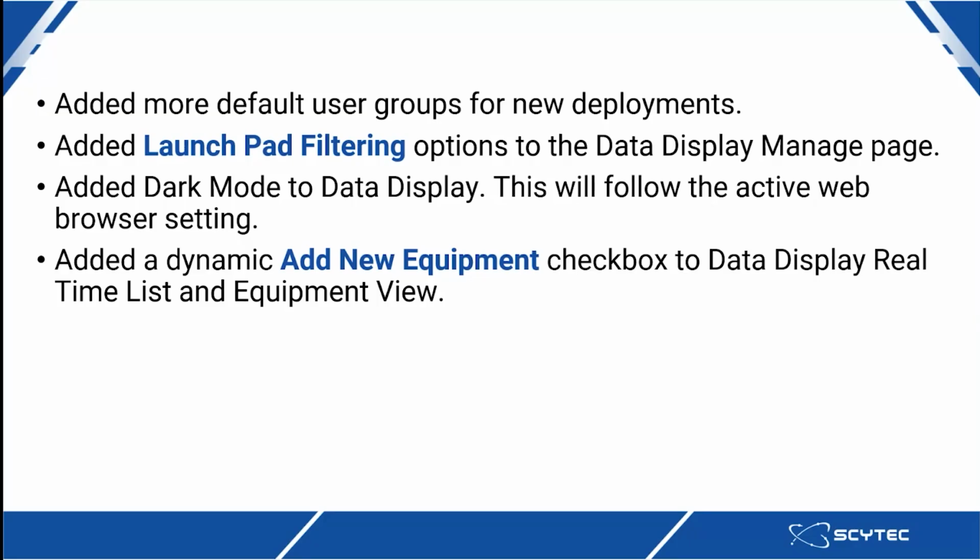And we also added dark mode to Data Display, and this will follow the active web browser setting that you have. So if you're using Chrome and you're already using dark mode on that, Data Display will follow that. If you're using light mode, the same thing applies, and Data Display will be in light mode. We also added a dynamic add new equipment checkbox to the Data Display real-time list and equipment view.